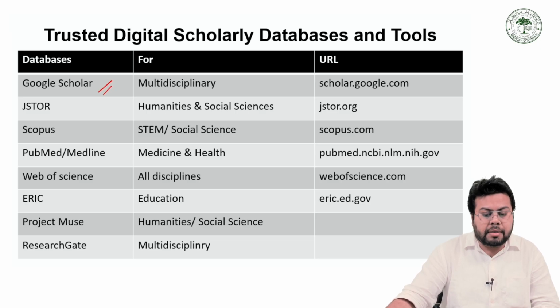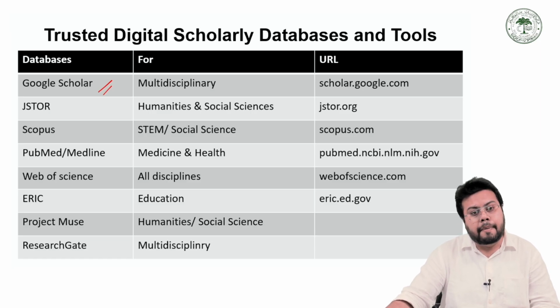The next that we have is JSTOR. It is for humanities and social science. Now, JSTOR has archival journal articles. It is very strong in humanities, social sciences, and arts, and generally it is referred to by most university students. And again, the URL is simply jstor.org.